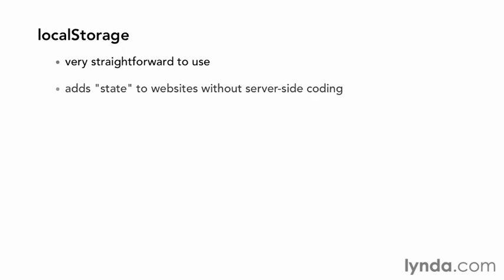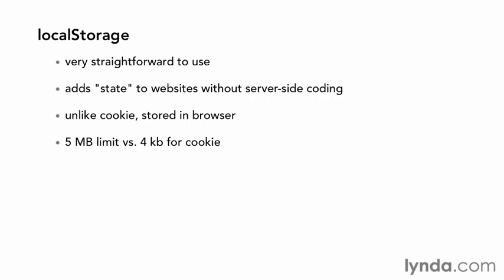Finally, let's take a look at local storage. Local storage is very straightforward to use for all that it does, and it does a really wonderful thing. It brings the concept of state to websites without relying on server-side coding. And unlike cookies, which are also used to convey state, it is stored in the browser. It has a much larger limit than cookies, 5 megabytes versus 4 kilobytes, and it uses a very simple name-value pair structure for strings only.